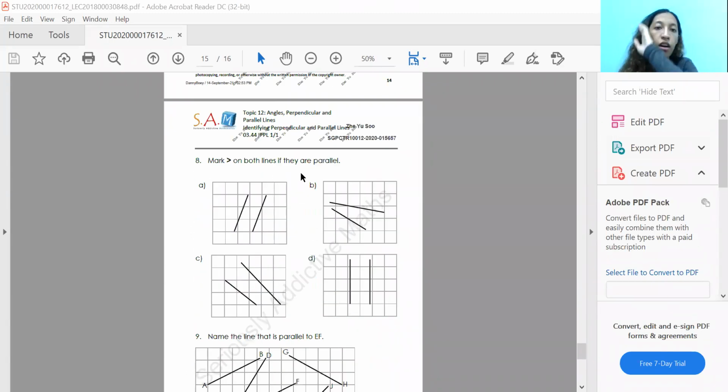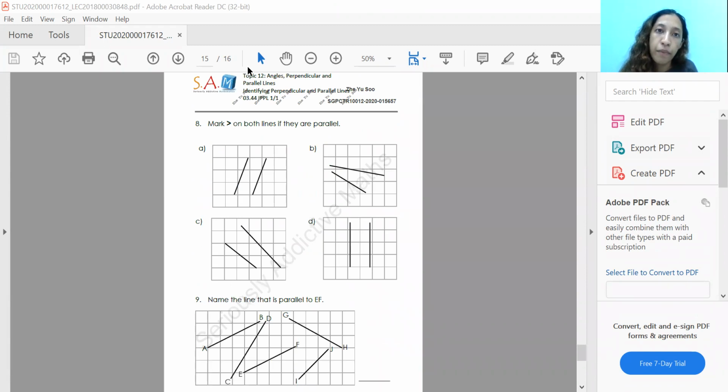And now, mark this symbol on both lines if they are parallel. So let us see. This and this, as you can see, yes, they are parallel. So let us just mark. And then what about B? Okay, they do not meet, they are straight lines, but they are not the same distance apart. So no, they do not form parallel lines. And what about C? No as well, right? And let's look at D. Yes, they are the same distance apart and they are straight lines, they do not meet. So let's draw. Okay.